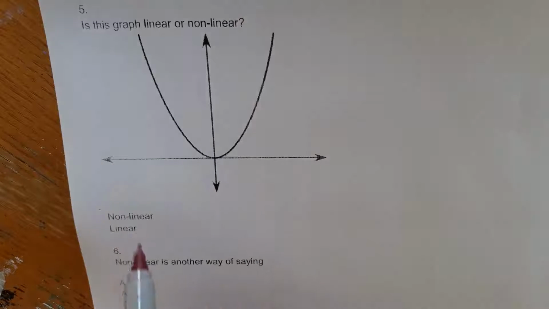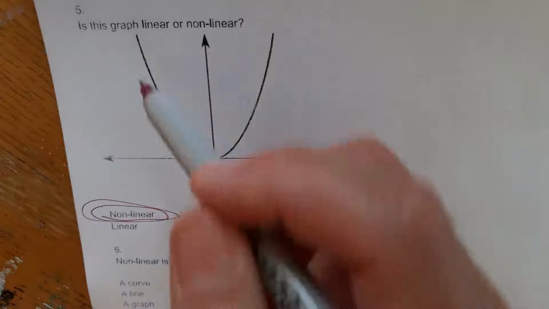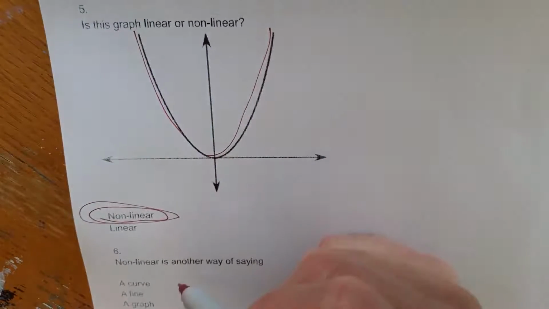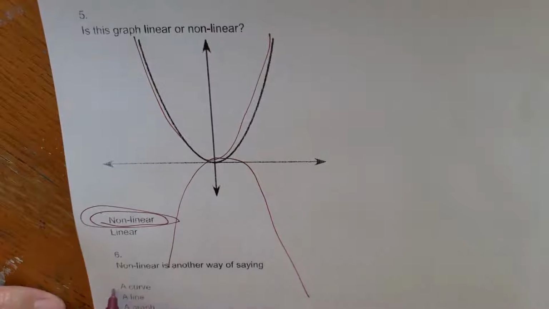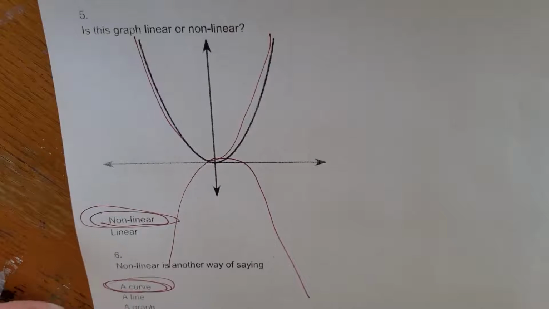This is nonlinear. It's a parabola again. And notice this parabola opens up. We can also have a parabola that opens down. Nonlinear is another way of saying a curve. Right? So nonlinear means not a line, or a curve.